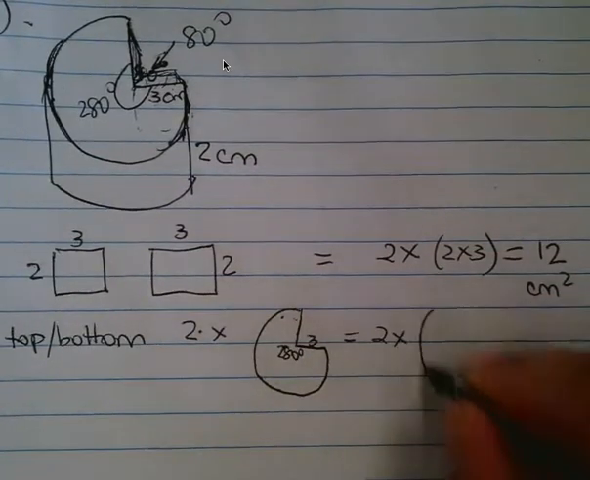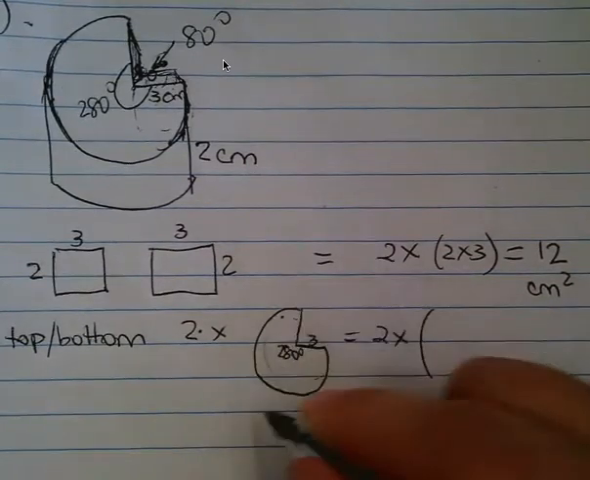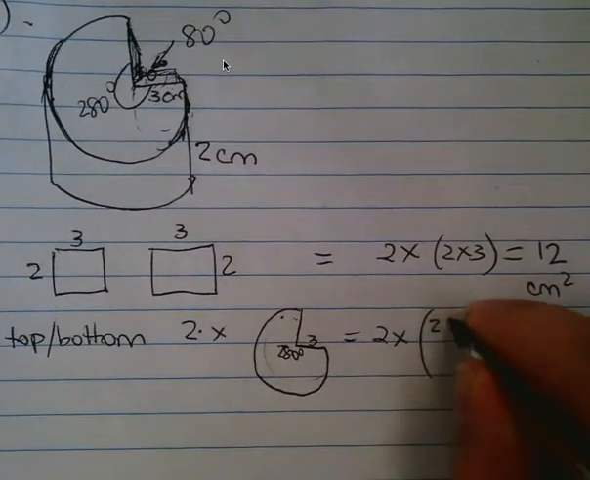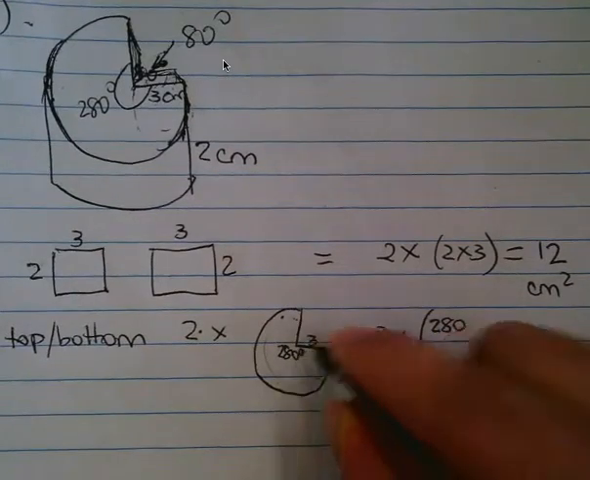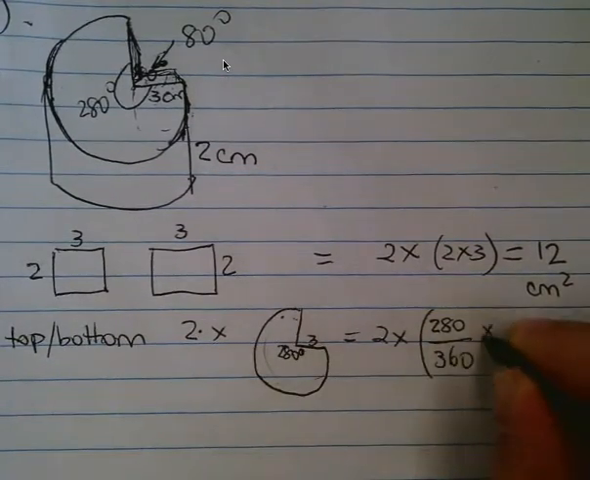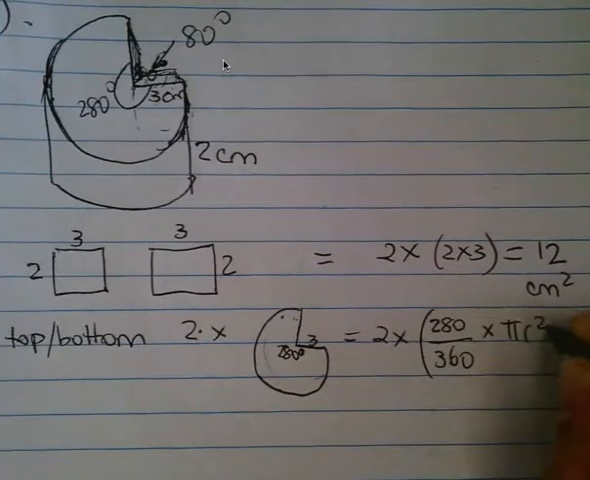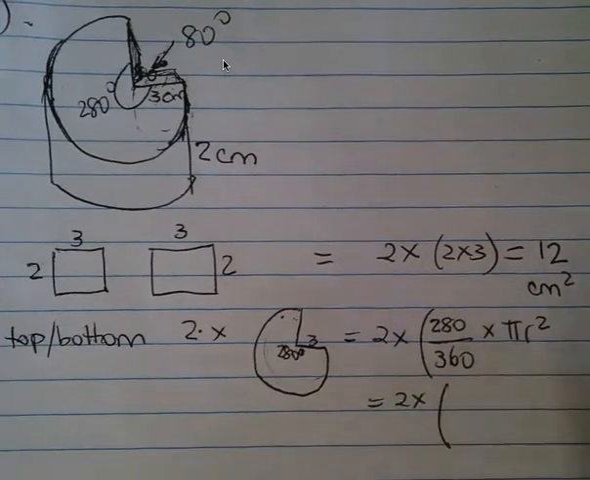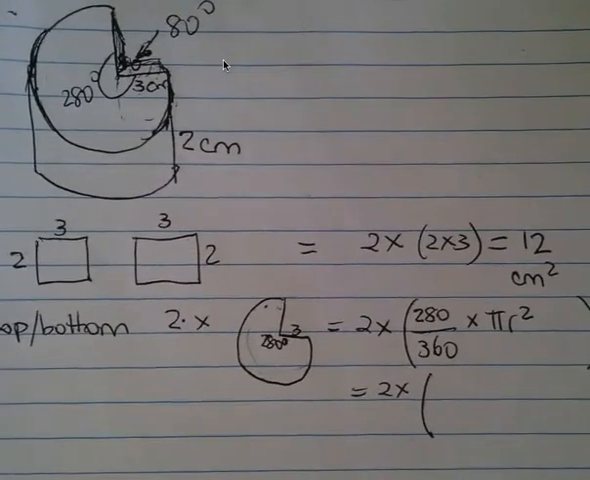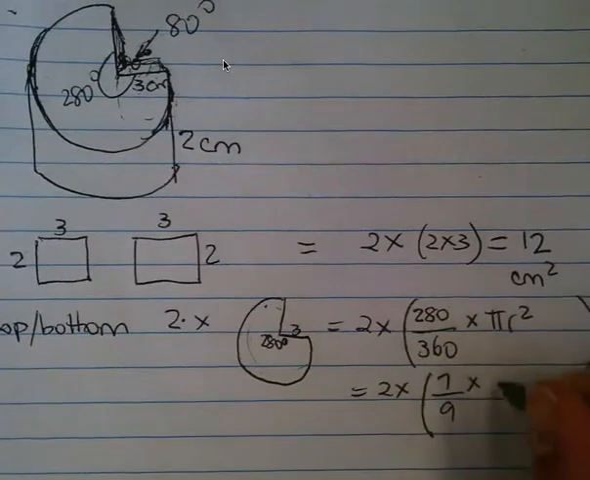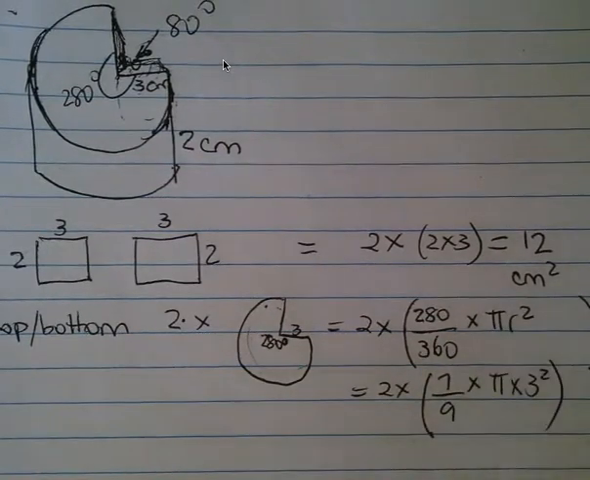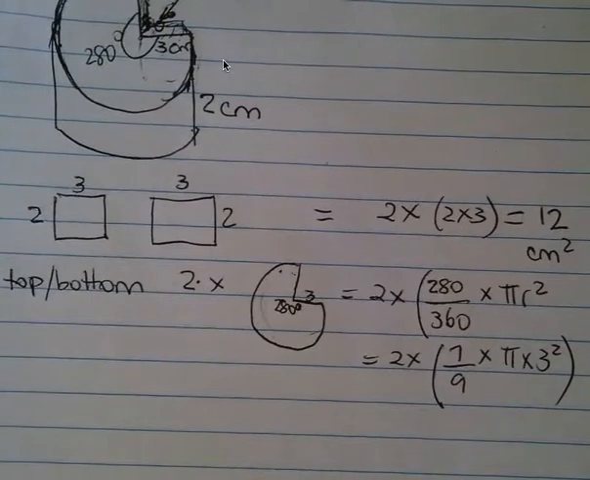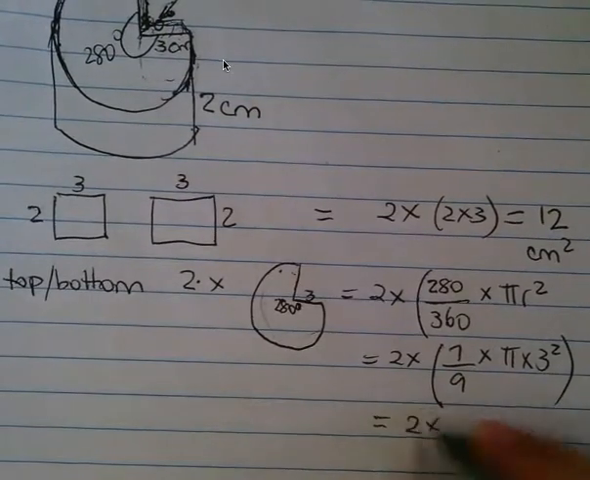So that's 2 of. How do you find the area of this part of a circle? How much do you have? No, it's not 3, it's 280. 280 over 360 times pi r squared. 2 times. Instead of 280 over 360, why don't we drop a 0? 28 over 36, 14 over 18, 7 over 9 times pi times 3 squared. Is that right? Divide them both by 4, yeah. 2 times.